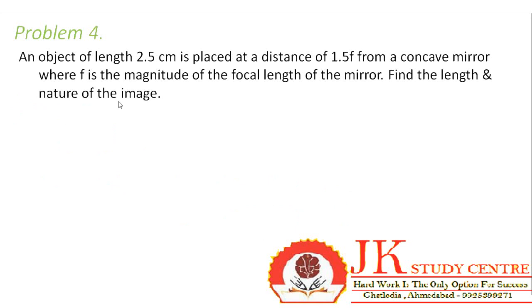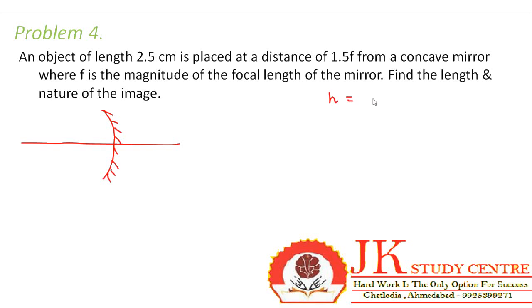It says an object of length 2.5 centimeters is placed at a distance of 1.5 f from a concave mirror, where f is the magnitude of the focal length of the mirror. Find the length and nature of the image. So in this case, let us assume that you have a mirror like this, a concave mirror.